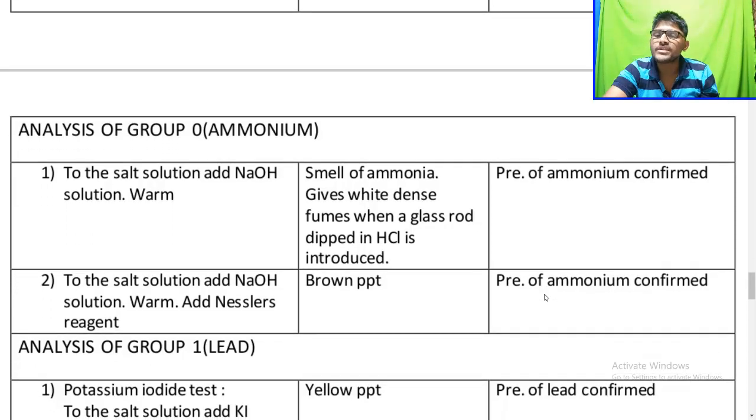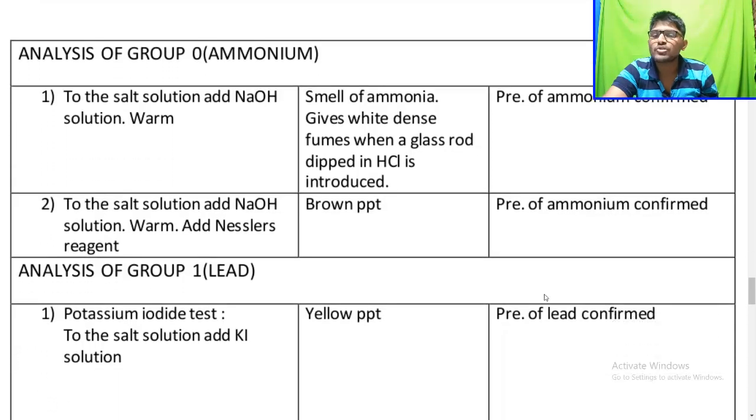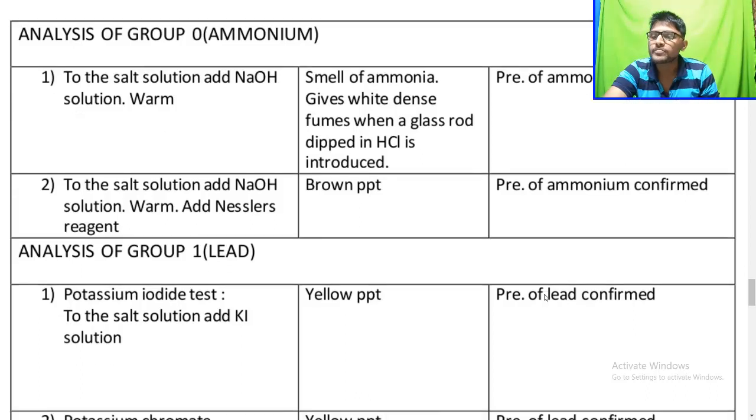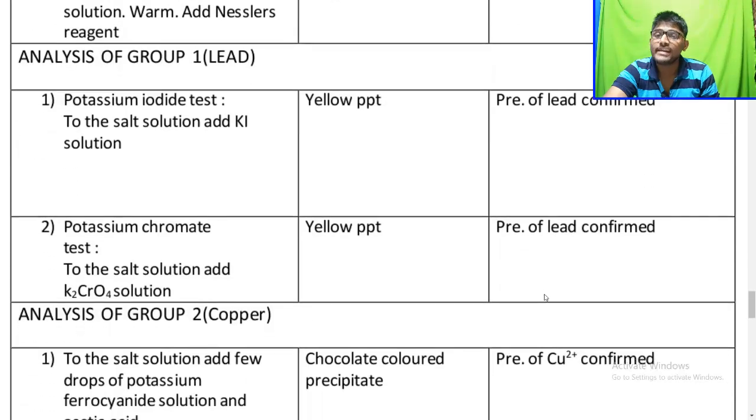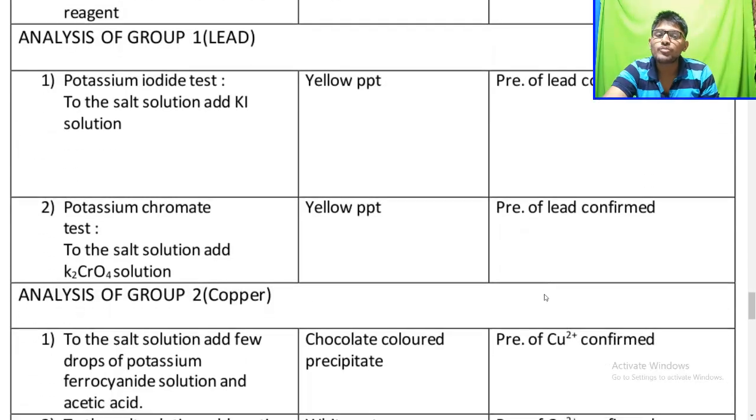Analysis of group 0, ammonium. As I told you, analysis of group 0. Group 0 is very difficult, and if it comes, it will lead you to get low marks. So perform the test of group 0. And analysis of the group 1, lead, as I told you. How to perform the lead test has been discussed here.